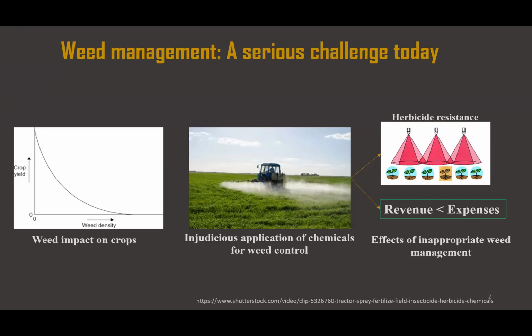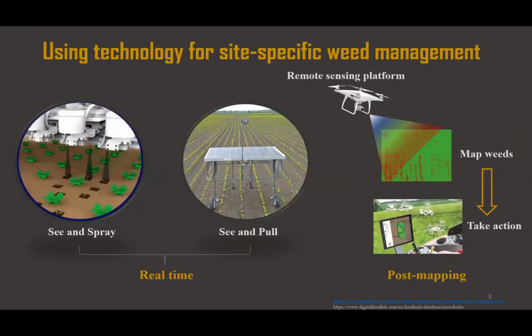So it's important for farmers to change their spraying strategy or resort to different weed control methods. One of the methods that farmers can use is the site-specific weed management approach. It is an approach in which herbicides are sprayed or weed control methods are applied when and where it is needed. There are various technologies that have been developed today that could help site-specific weed management. These technologies can be grouped into two different approaches, real-time and post-mapping.